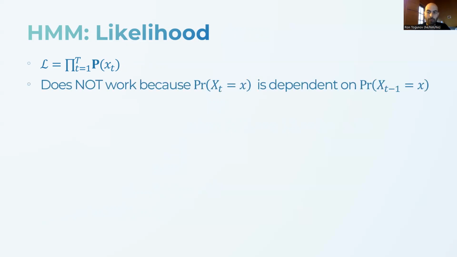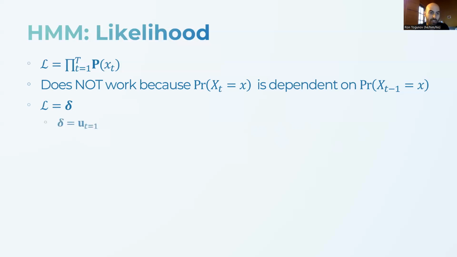Finally, we can put everything together to obtain the hidden Markov model likelihood. Now, our first instinct might be to simply take the probabilities of each observation x from time 1 to the final observation T and multiply them. However, this does not work because it does not account for the autocorrelation in the latent state. That is, the probability of making an observation x at time t is dependent on the observation at time t minus 1 through the hidden autocorrelated state.